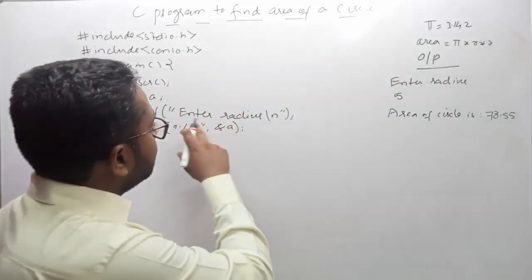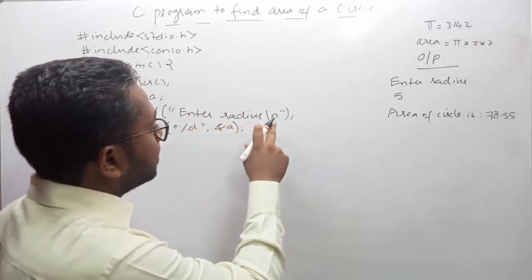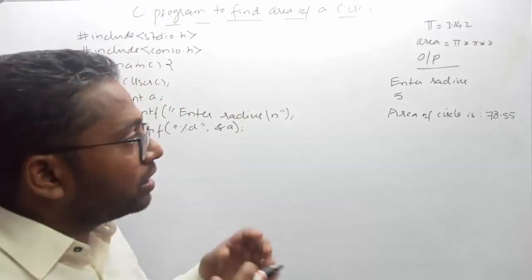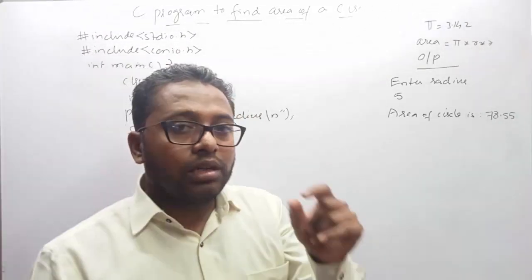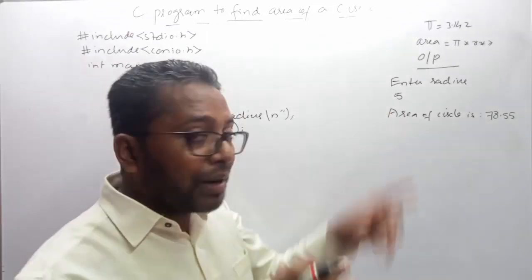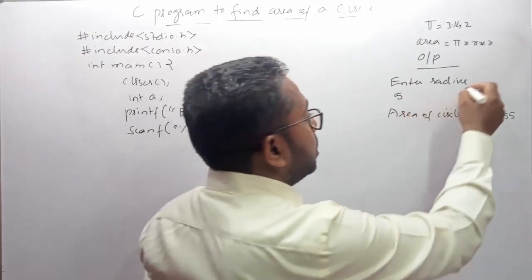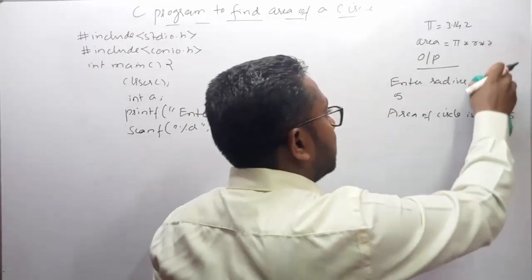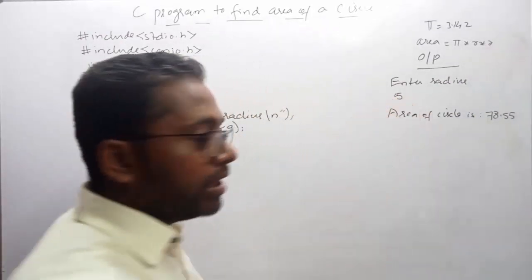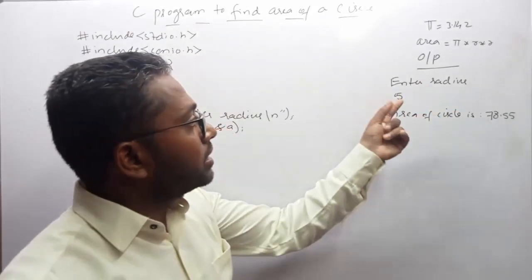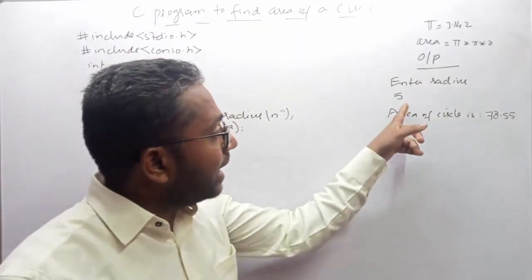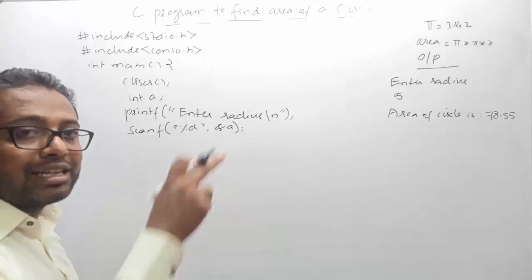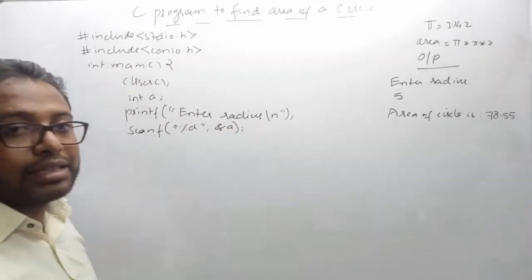Now one more thing, as you can see here, after writing the message enter radius, I am using \n. What is the purpose of using this \n? Because when the program gets executed, I want the user input to be expected in the next line. I don't want the user to enter the value for this radius here. I want the user to enter the value for the radius in the next line. Immediately once the message gets displayed to the user saying enter radius, the cursor should come to the next line, and in the next line I want the user to enter the value. So to bring the cursor to the next line at the time of output, you must use \n.